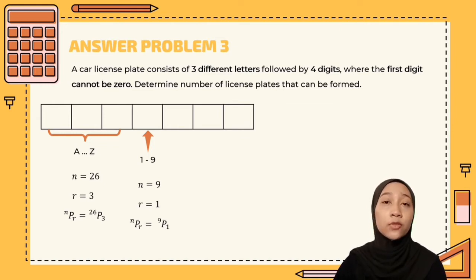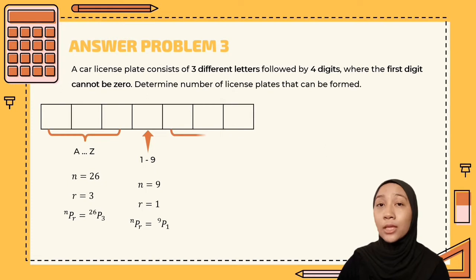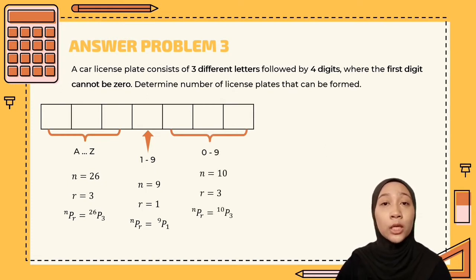We also use this formula, which is nPr. Therefore, the number of ways is equal to 9P1. After that, for the last 3 boxes, we need to put some digits. But for this, we can include 0.